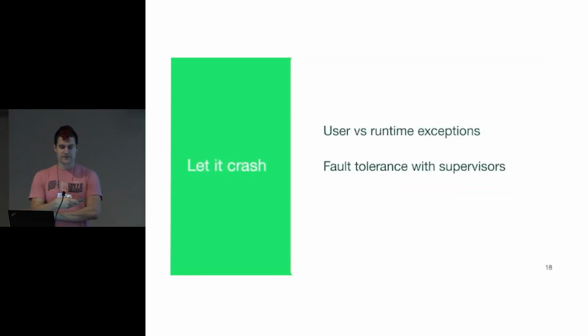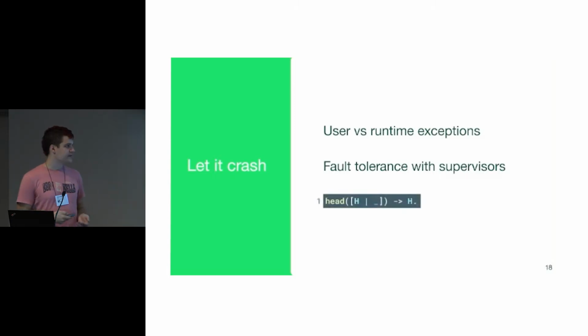Then in Erlang, you have this let it crash philosophy. Basically, it's quite hard to distinguish between user thrown errors and runtime exceptions that should not happen. And this is especially challenging with supervisors. So often it is fine for code to crash because some supervisor will later catch it and restart it. But in the context of a local compositional analysis, this is very hard to figure out. So for example, if you have a head function like this, it's not really clear whether it is intended to crash for an empty list or not.